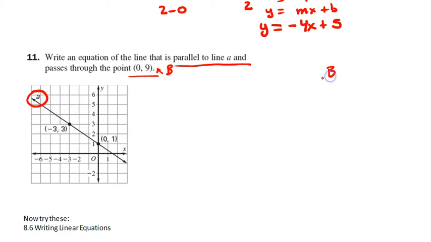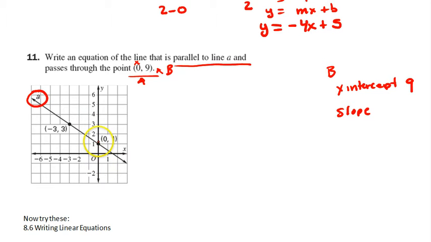Alright, what do I know about line B? Well, I know it passes through this point, which happens to have an x-coordinate of 0. So I know line B's y-intercept is going to be 9. Now I just need to know its slope, and I can calculate that by finding the slope of this line.